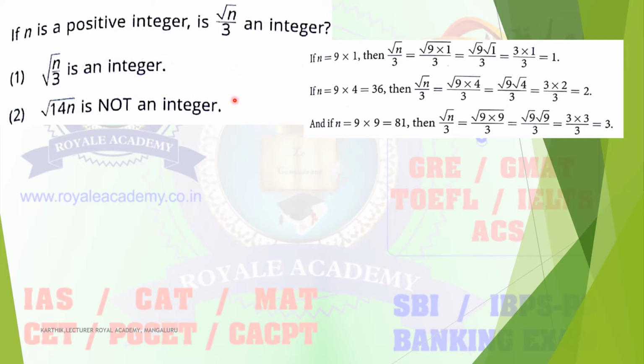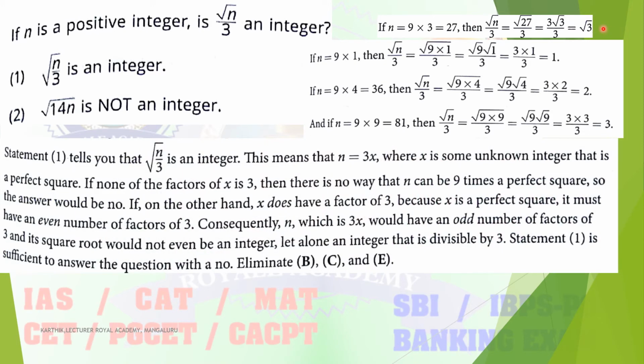Then we'll see the statements. And one more possibility: in case you get the value 27, the square root of 27 is nothing but 9 threes are 27, the square root of 9 is 3, and the square root of 3 divided by 3 gives a fraction, so it is not an integer. So only these values give an integer, and if you get this value, it is not an integer.